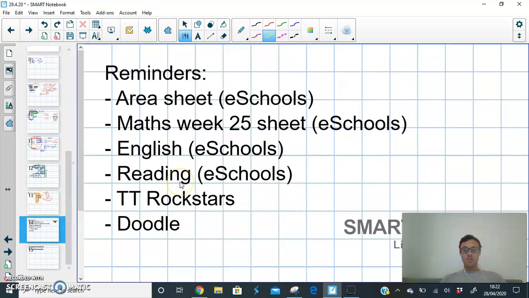Okay, right, reminders then. The area sheet is on eSchools now. Please make sure you do it. Doodle and Times Table Rockstars on its own is not a maths education. You need to do the sheets and the My Maths that we're setting you as well. Maths Week 25 is due on Friday, as is the area sheet. It's on eSchools. If you haven't started it yet, I'd be a little bit concerned. There's a lot to do.